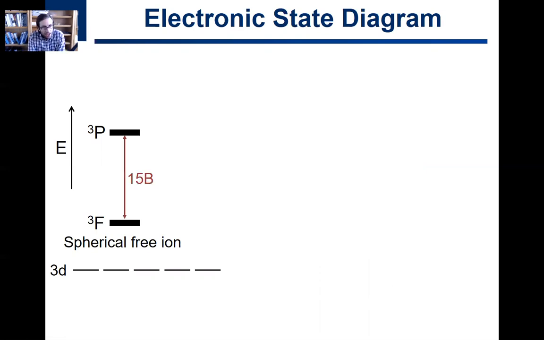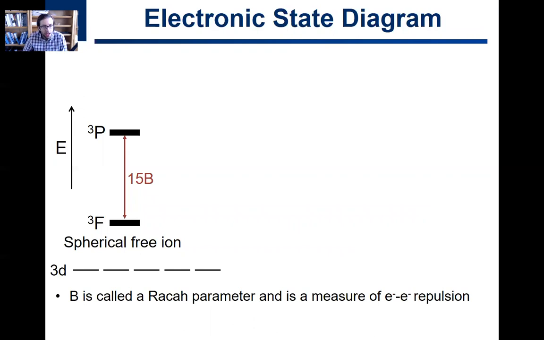We're going to define a term here called 15B. It's a unit of energy. B is a unit of energy. B is called a Racah parameter. It's a measure of electron repulsion.